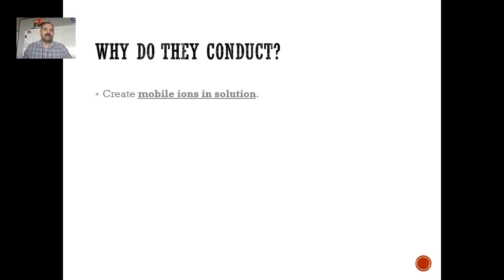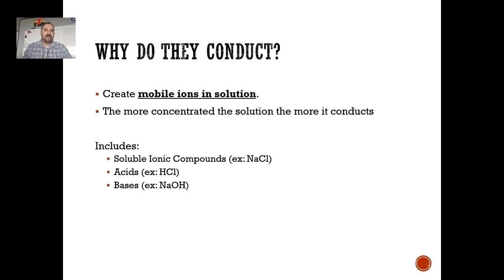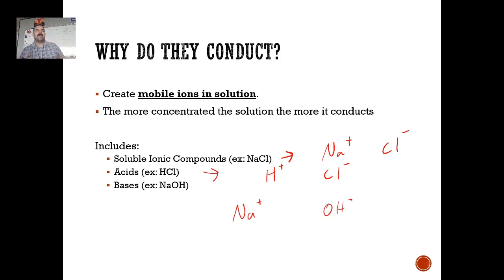So why do they conduct electricity? Because they create mobile ions in solution. We talked about that on the previous slide. So something like NaCl is going to create Na+, that's an ion, and then Cl-, that's also an ion. HCl is going to form H+ and Cl-, these are both ions, and then Na+, OH-, that's another ion. So anything that creates ions in solution will conduct electricity. And the more concentrated it is, the more it'll conduct electricity. That's what you guys saw in the demo, how the highly concentrated sodium hydroxide caused the light to go way brighter.